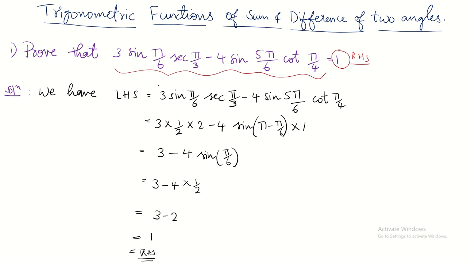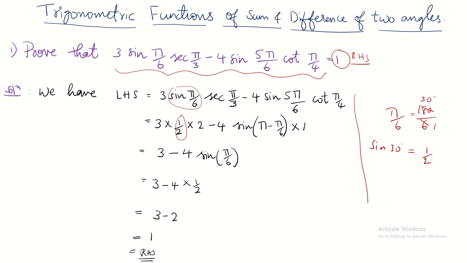You have 3 sine. What is the value of sine pi by 6? From the table, sine pi by 6. What is pi by 6? Pi is 180. 180 divided by 6, 6 threes are 18. So 30 degree. Sine 30 degree or sine pi by 6, the value is 1 by 2. So you will be writing the value of sine pi by 6 as 1 by 2.